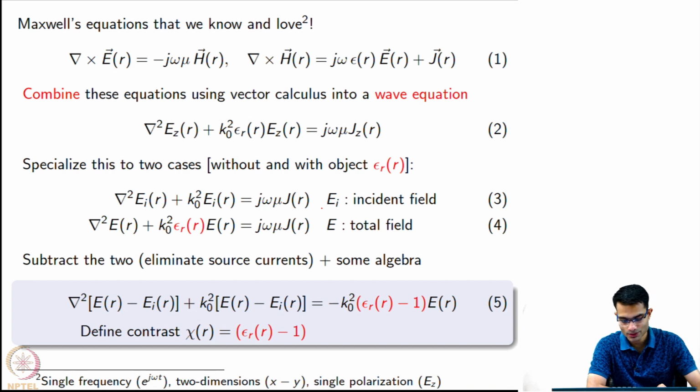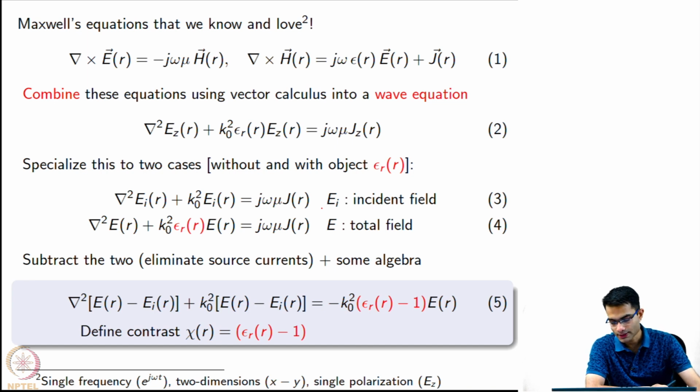We have already seen this. What you do is you subtract these two equations and I want to keep the left hand side to have only k naught squared. I do not want this epsilon r term on the left hand side, and we will come to why. Then I have no choice but to move the epsilon r term to the right hand side. So this is a familiar equation to us by now.